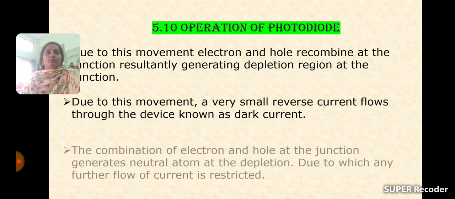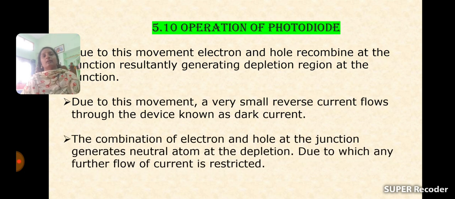Due to this movement, electron and hole recombine at the junction. Because of this, the depletion region will be increased. Due to this movement, a very small reverse current flows through the device, which is known as what? Dark current. And the combination of electron and hole at the junction generates neutral atoms at the depletion region, due to which any further flow of current is restricted.